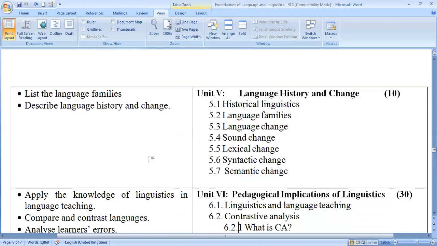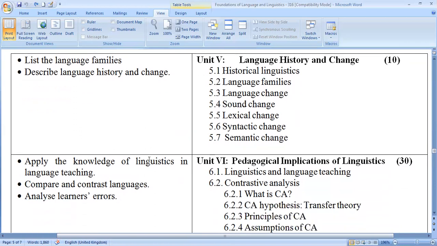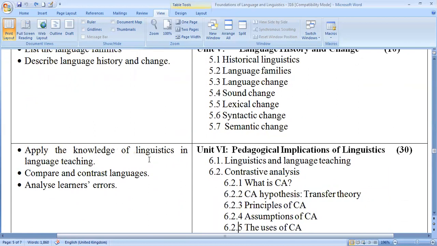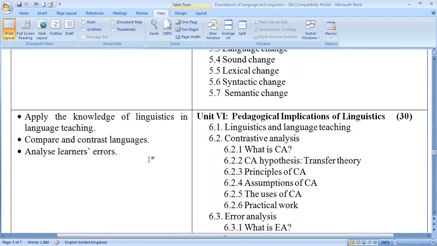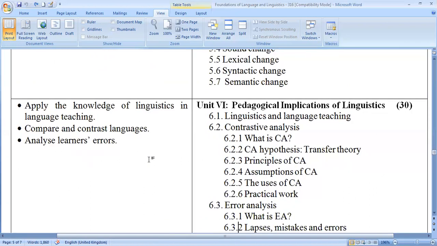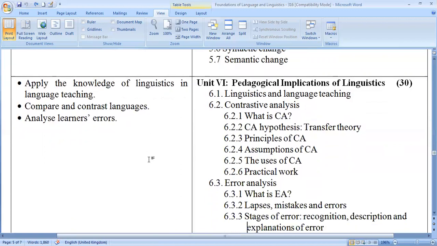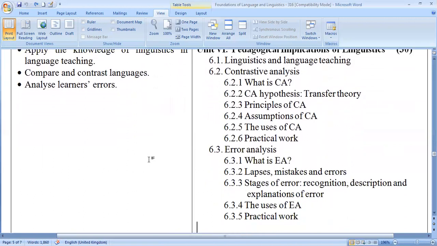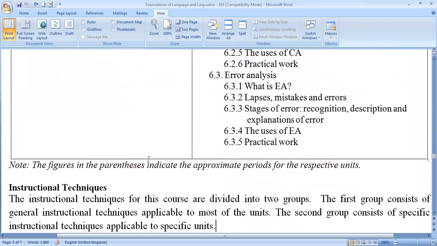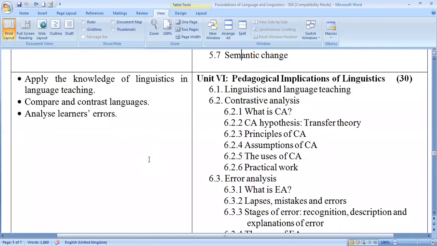pedagogical implications of linguistics and language teaching, that is contrastive analysis. What is CA? What is contrastive analysis? Contrastive analysis hypothesis, transfer theory there, principle of CA, assumptions of CA, the use of CA, practical work there. Then error analysis. What is EA? EA, that means the error analysis, lapses, mistakes and errors, stages of error analysis: the recognition, description and explanation of error, the uses of error analysis, and then practical. Students have to learn this. Here students have to learn up to unit 6 in language and linguistics under this course.